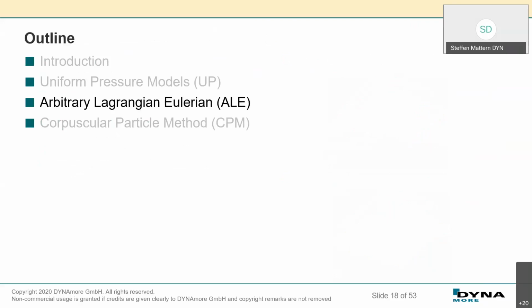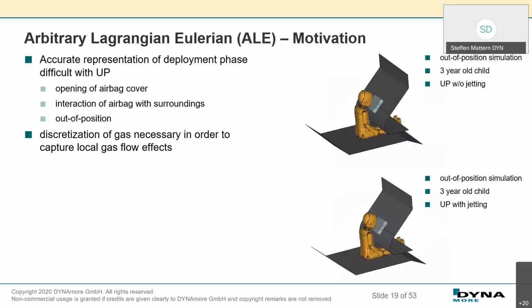We will go on and come to the second approach, the so-called Arbitrary Lagrangian Eulerian Method, or ALE. First, let's summarize our limitations again. We already discussed the limitations of the uniform pressure method before. So now, with an increasing complexity of the overall CAE models used for the crash simulations, the airbag's deployment phase is now expected to be represented as well.